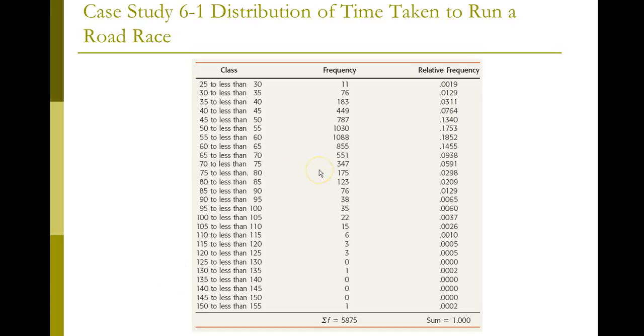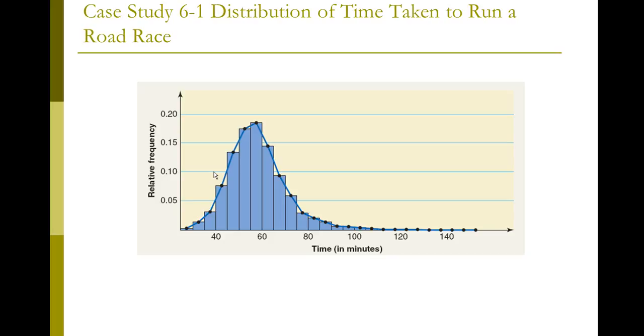So here is some more data between 25 and 30, 30 and 35. And then if you graph this, you might get something like this.